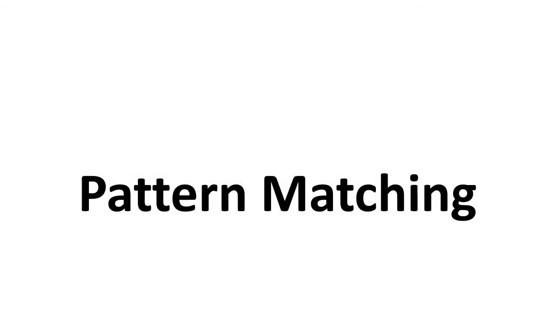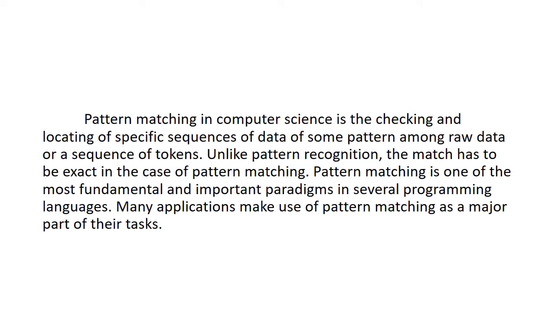Pattern matching. Pattern matching in computer science is the checking and locating of specific sequences of data of some pattern among raw data or a sequence of tokens. Unlike pattern recognition, the match has to be exact in the case of pattern matching. Pattern matching is one of the most fundamental and important paradigms in several programming languages. Many applications make use of pattern matching as a major part of their tasks.